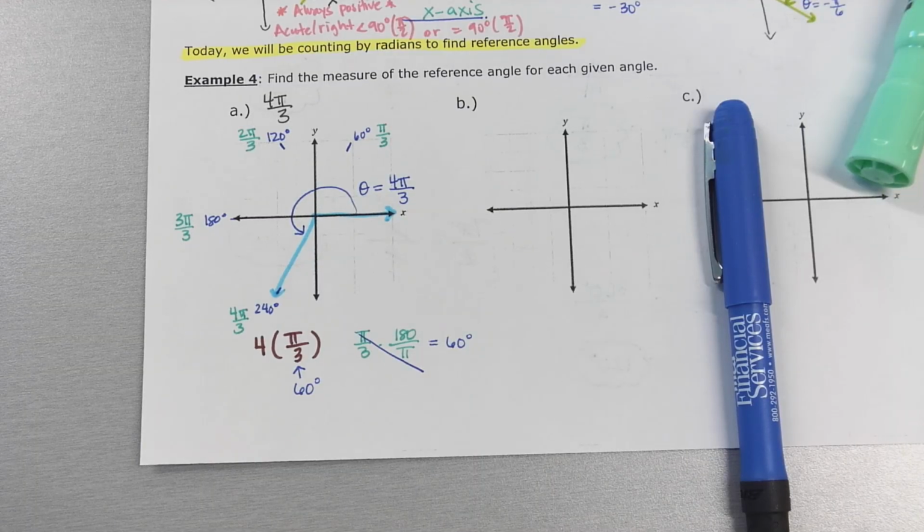So pi over 3 is 60 degrees. It goes 60 degrees 4 times. And then we have to find the reference angle. So will you mark off what the reference angle is with 2 lines on your diagram? You don't have to calculate it yet unless you want to.